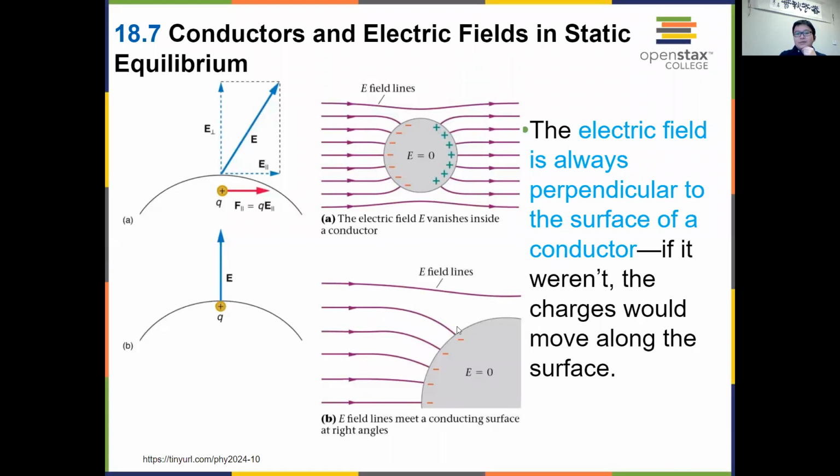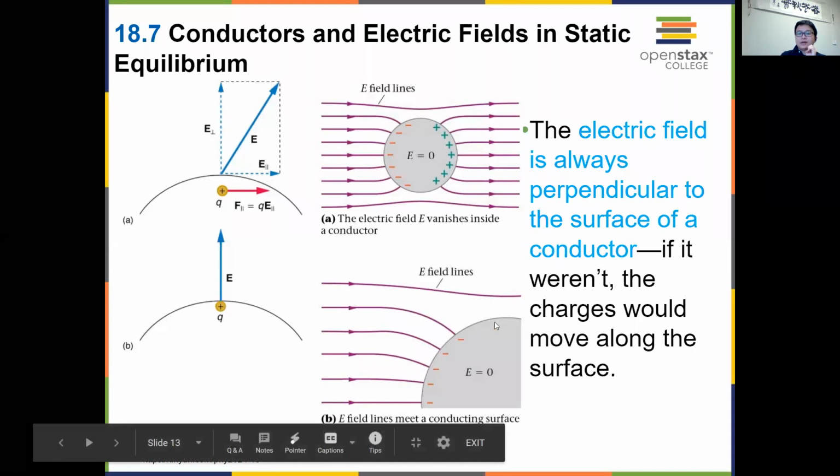For the electric field lines on the surface, you'll find that the lines at the point where they are in contact with the surface will be perpendicular to the surface. That means it's in the normal direction. If not, charge will be pulled by the horizontal component of the electric force and will be redistributed. So the result is that the field will be perpendicular to the surface, and then it will be in equilibrium. So two things on this slide: the electric field will be 0 inside a conductor, and electric field lines on the surface of a conductor will be perpendicular to the surface of the conductor.